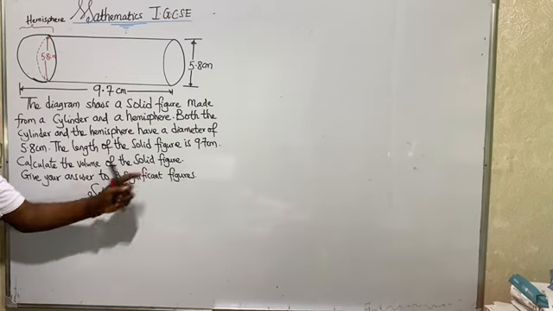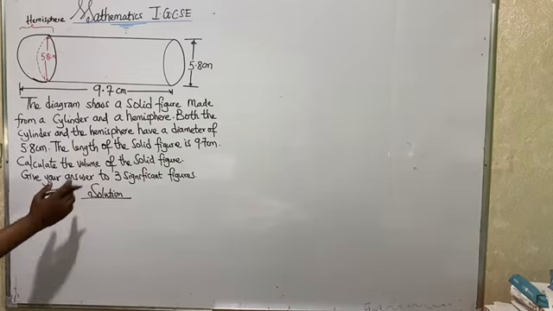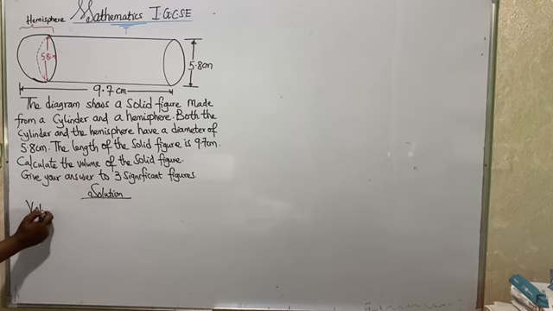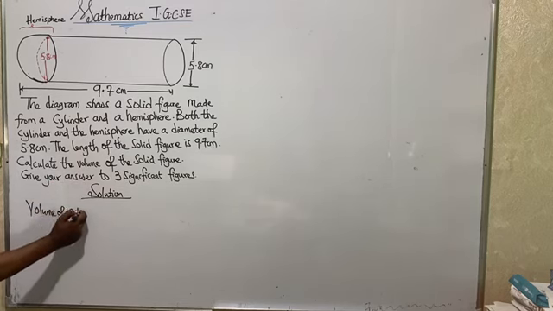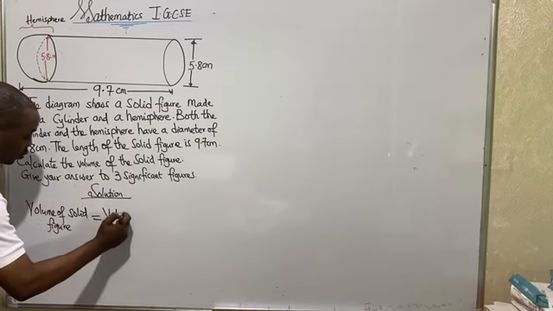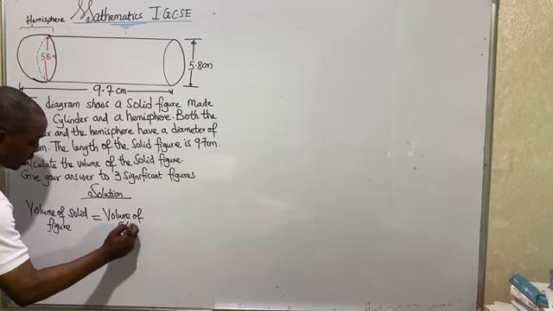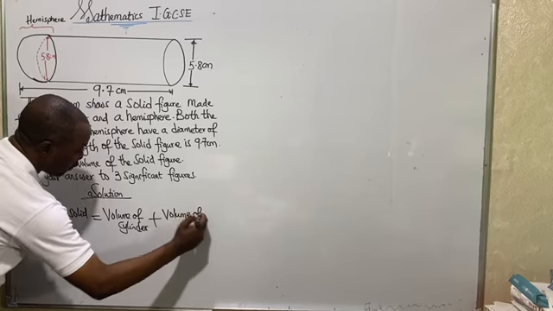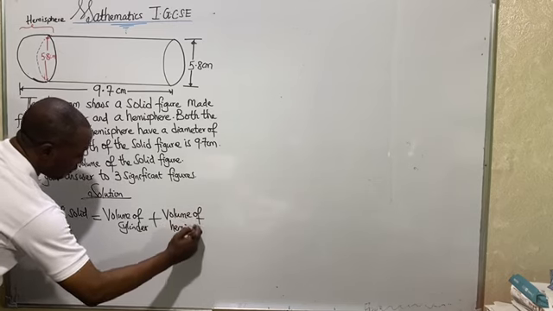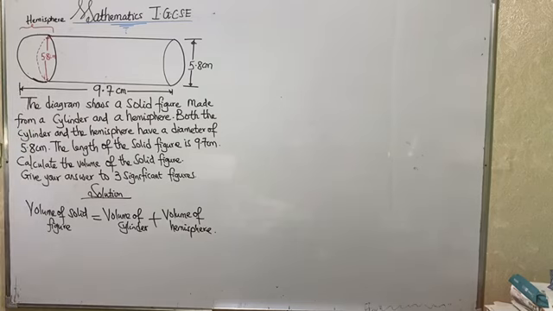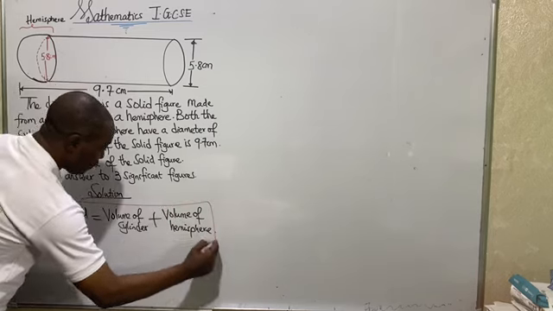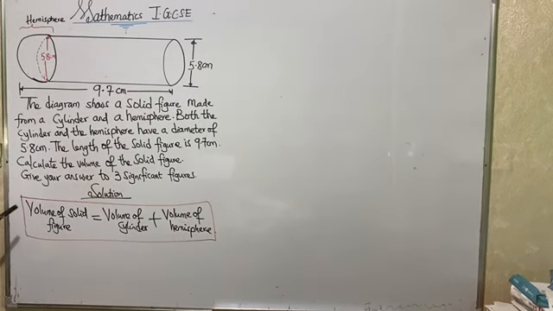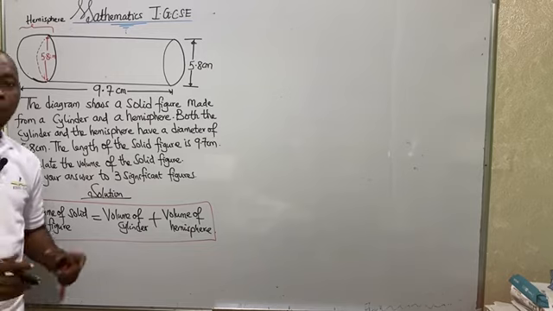To calculate the volume of the solid figure, the volume of the solid figure will be equal to the volume of the cylinder plus the volume of the hemisphere. That's the first thing to do.